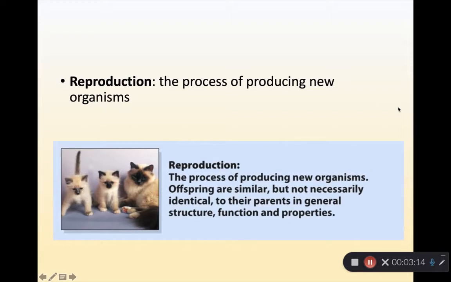The next trait is reproduction, so just the process of producing new organisms. Sometimes these are asexual processes where you're getting specifically identical offspring, but more often than not, we're talking about reproduction of offspring into new organisms that don't have the same genetic structure. And again, we're going to be talking more specifically about cellular reproduction and how that works in later lectures.